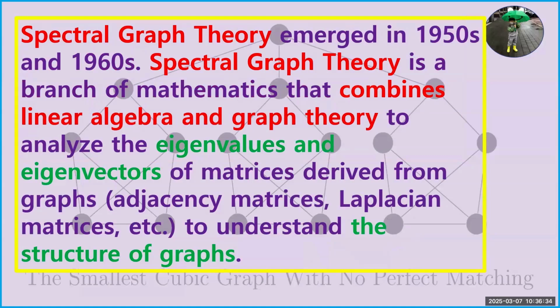Spectral graph theory is a branch of mathematics that combines linear algebra and graph theory to analyze the eigenvalues and eigenvectors of matrices derived from graphs, like the adjacency matrix, Laplacian matrix, etc., to understand the structure of graphs.